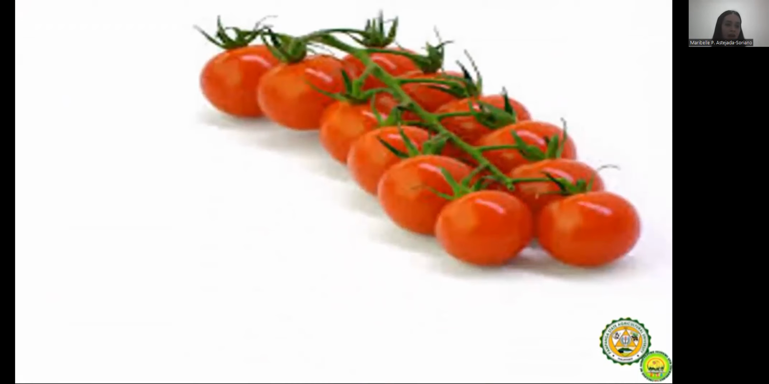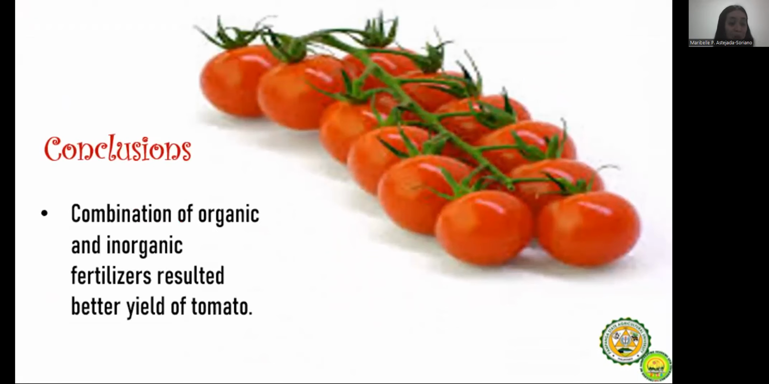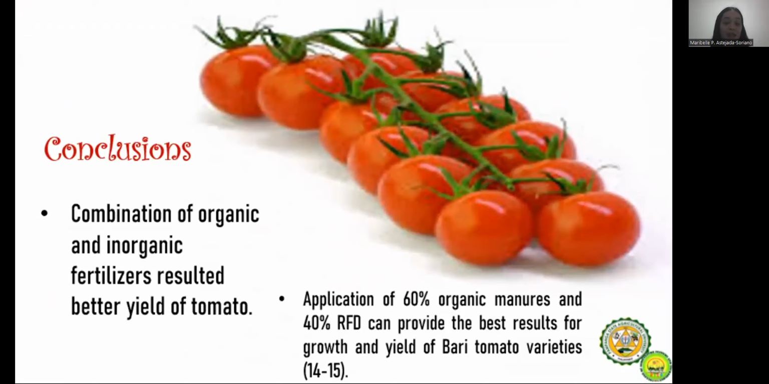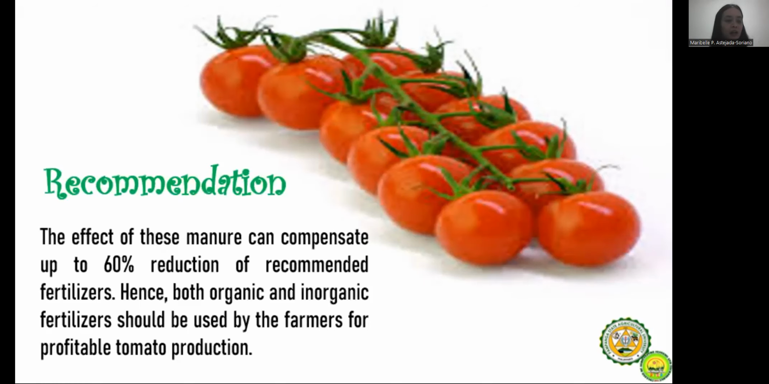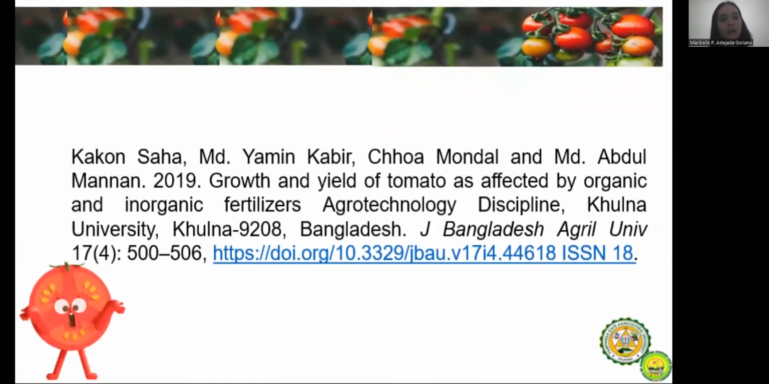So for the conclusion, combination of organic and inorganic fertilizer resulted to a better yield of tomato. And application ng 60% organic manure and 40% ng inorganic, no, can provide the best results for increasing yield ng ating tomato. So for the recommendation, the effect of this manure can compensate up to 60% reduction of recommended fertilizer. So hence both organic and inorganic fertilizer should be used by the farmers for profitable tomato production.